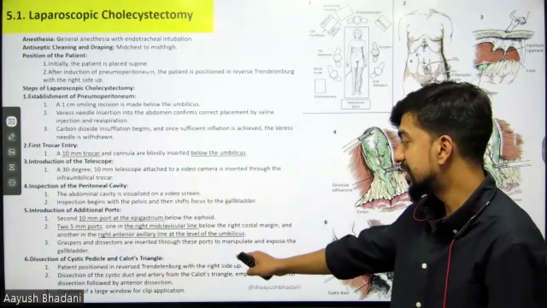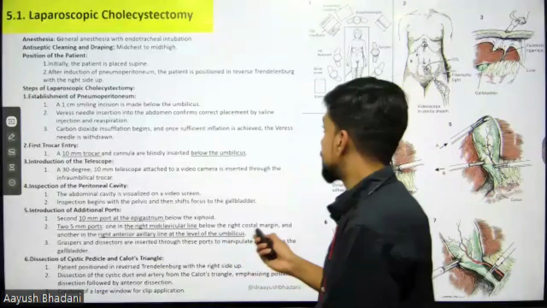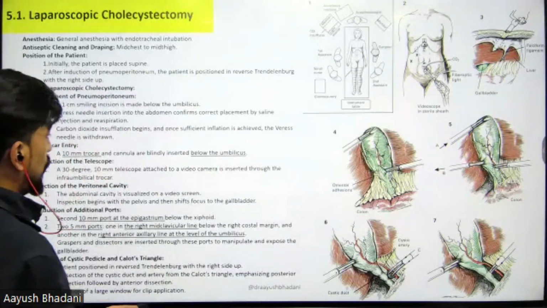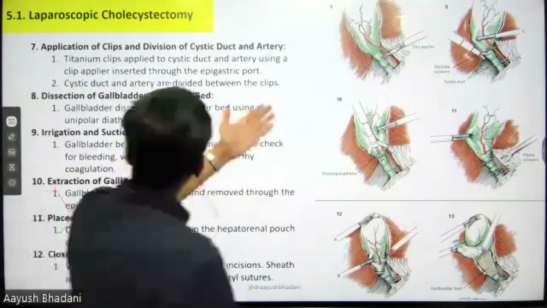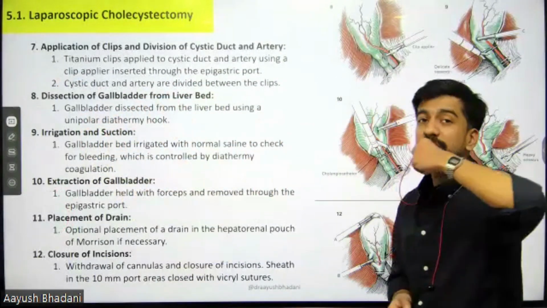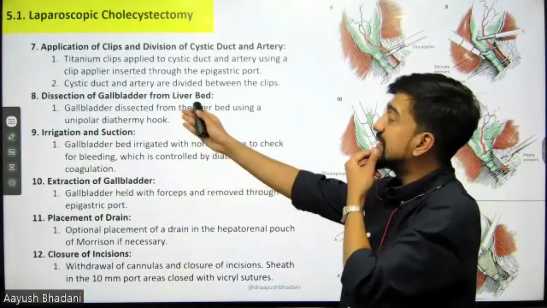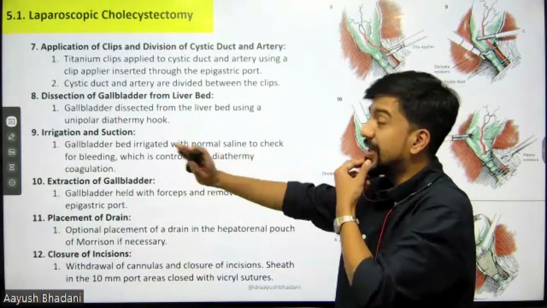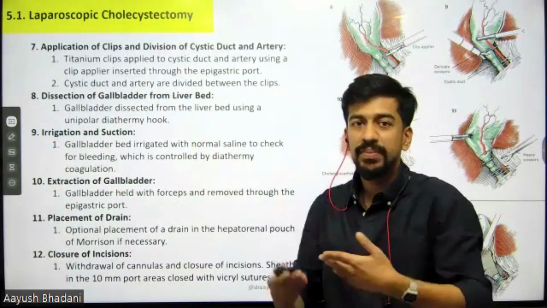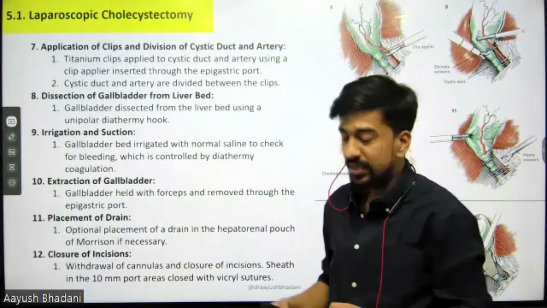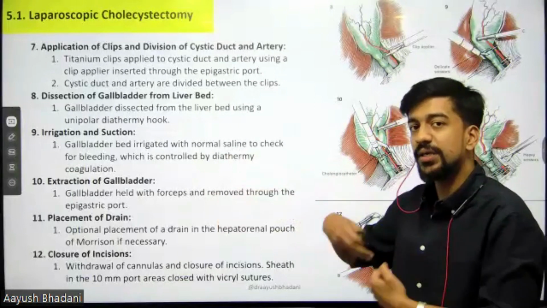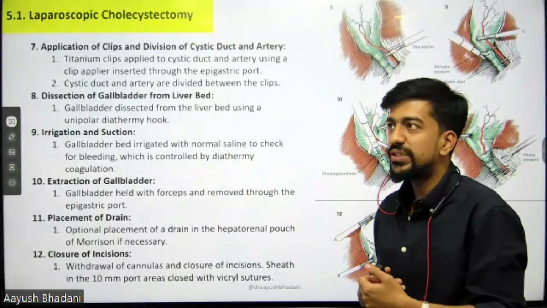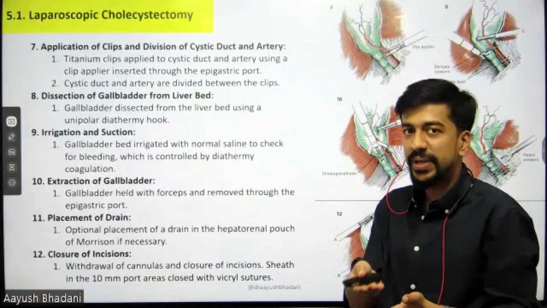We have the patient positioned in the reverse Trendelenburg. Next steps. We need to apply the clips and divide the cystic duct and artery. So we have titanium clips. We need to dissect the gallbladder from the liver bed. Again, after doing everything, there might be some bile spillage, some small bleeding. So we need to irrigate and suction it out, then extract the gallbladder. Usually, or I would say mostly, we take it out from the epigastric port.